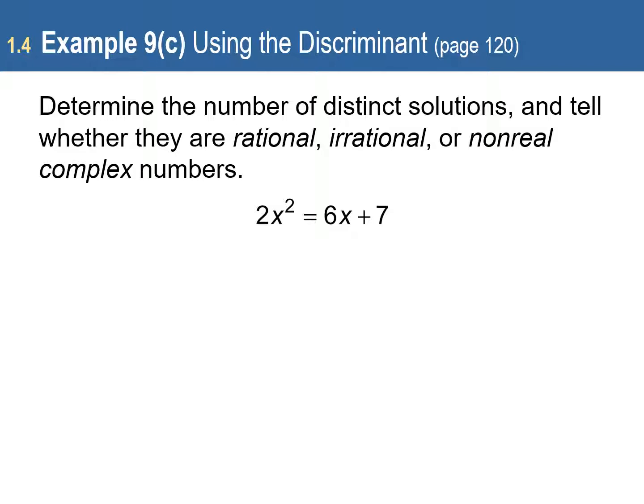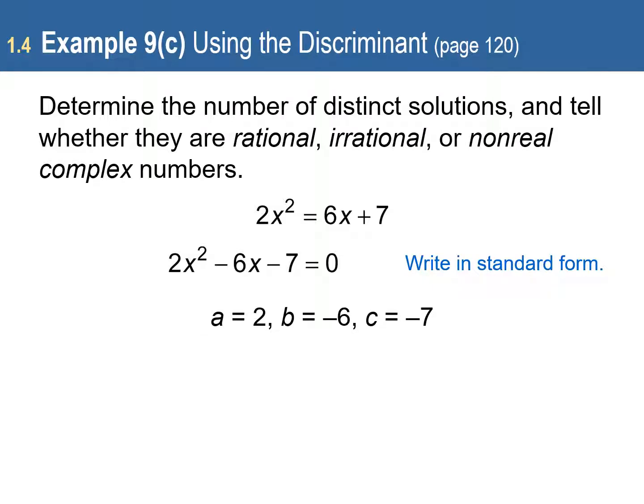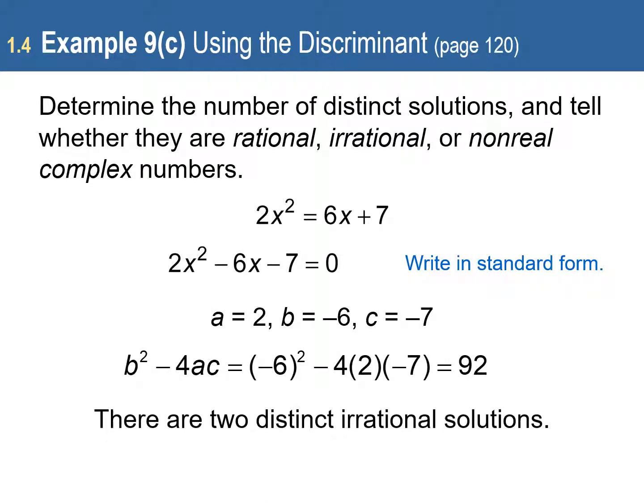Again, for this problem, I need to put it in standard form. So A is 2, B is negative 6, and C is negative 7. The discriminant is b squared minus 4ac, so I get 92. Now, this is two distinct solutions, and you can't take the square root of 92, so they're irrational solutions.